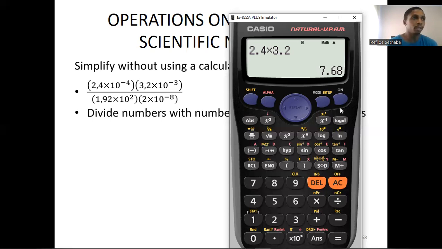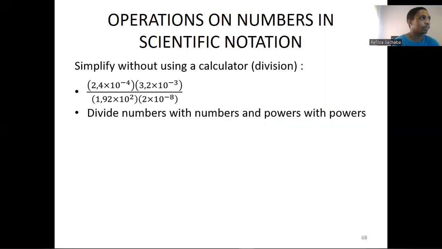Let's go to the denominator. So let's multiply the numbers in the denominator. What are we going to have? It's going to be 1,92 times 2. What does it give us? As a decimal that will be 3,84. What about the powers though? It's 10 squared times 10 to the exponent of -8. So you keep it as one base, and then you just take 2 plus -8, which is the same as 2 minus 8. Positive 2 minus 8 will give you -6. So you'll end up having 10 to the exponent of -6.